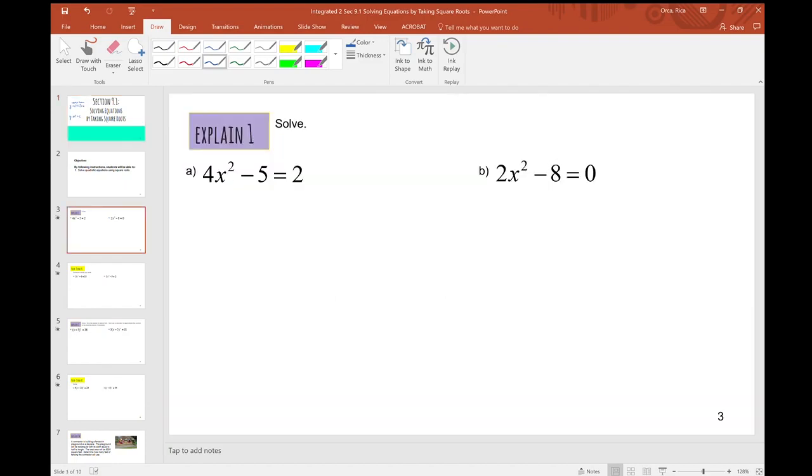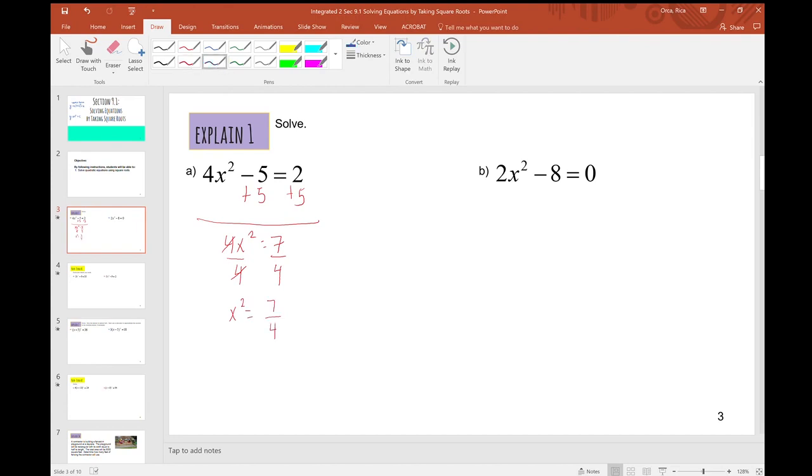method. We have 4x squared minus 5 equals 2. Notice how this equation does not have a bx. So that said, let's go ahead and solve the equation. Add 5 to both sides, and that's 4x squared is equal to 2 plus 5 is 7. We want to isolate x, so let's go ahead and divide 4 to both sides. That's going to give us x squared is equal to 7 over 4.